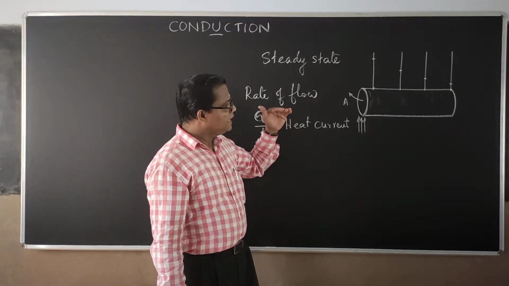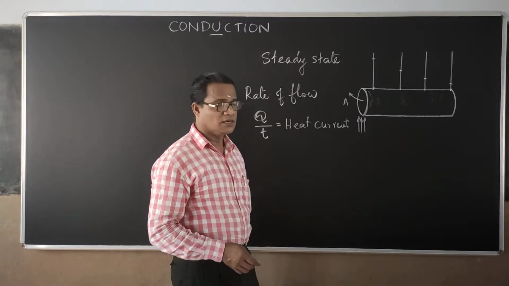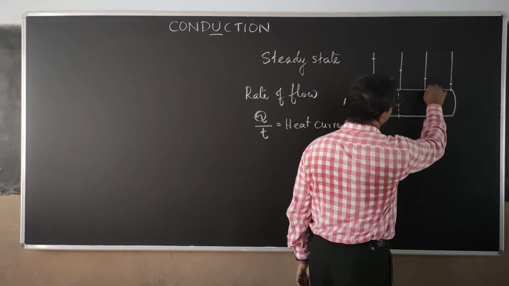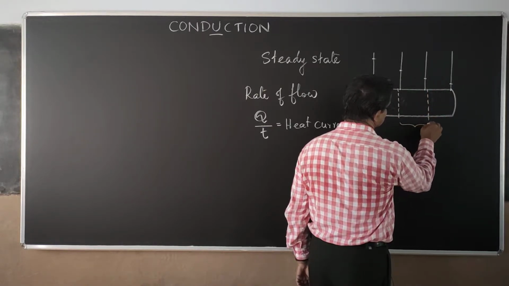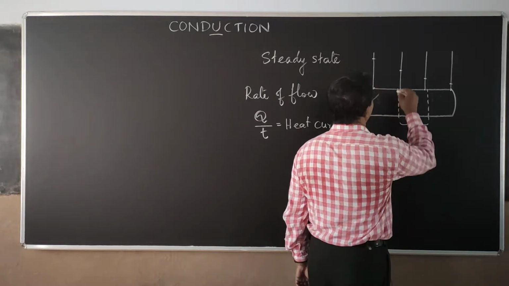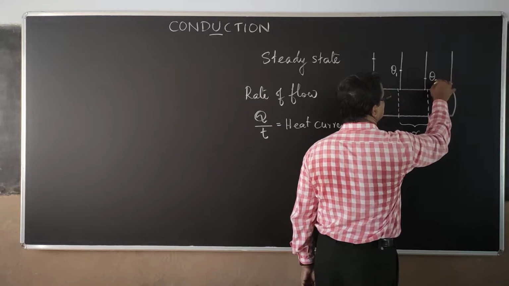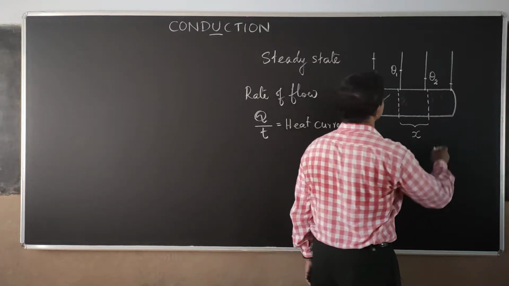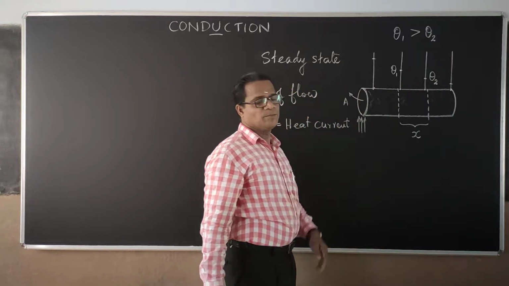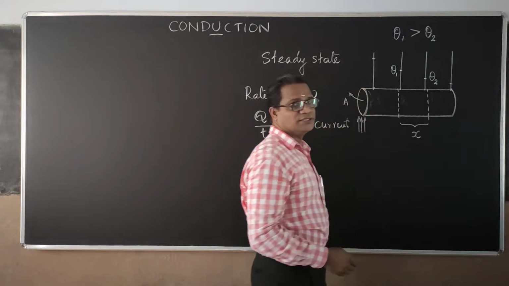Now, at this particular state, we can write an equation for the rate of flow of heat, or the heat current, by assuming a section of the conductor. I consider a section of this conductor of thickness x, and the first face reading of temperature is theta 1 and the other end reading is theta 2. So obviously theta 1 is greater than theta 2, from the figure, because the temperature is decreasing from the hot end to the cold end.